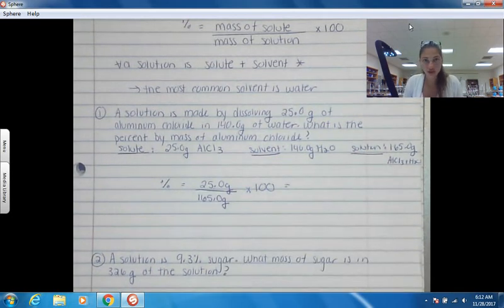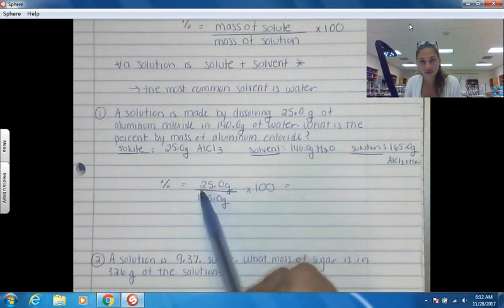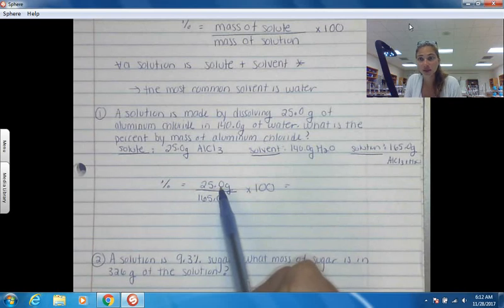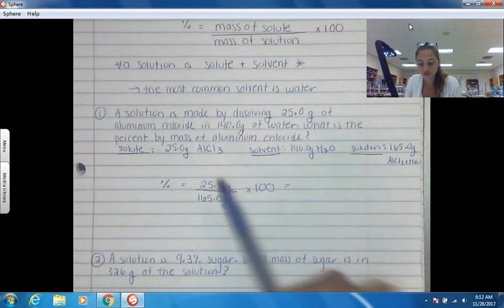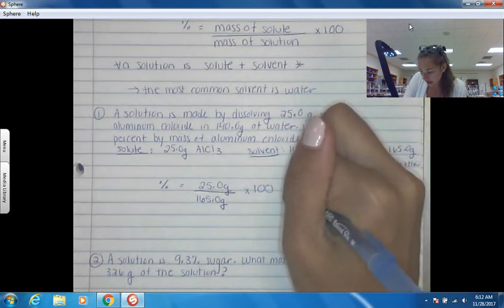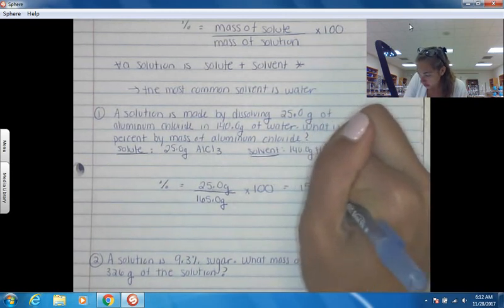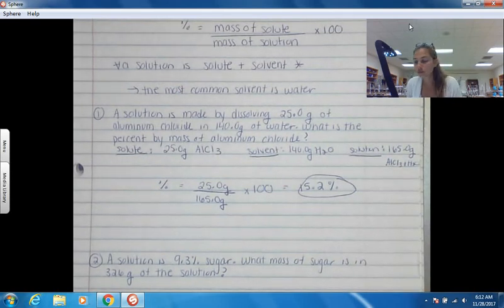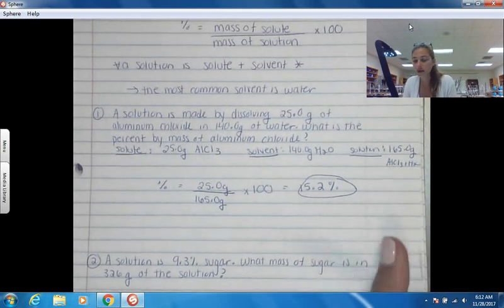So I'm going to do 25 divided by 165 times 100. Now, if we're thinking about significant figures, we have 3 sig figs from our solute, but 4 from our solution, so 3 is the least number, so that's what our answer has to be to. When I plug it into my calculator, I get 15.15, so rounding that to 3 sig figs, I would get 15.2, and since this is a percent, our unit is a percent sign. So that's the first type of problem you can see. Let's look at a different one.